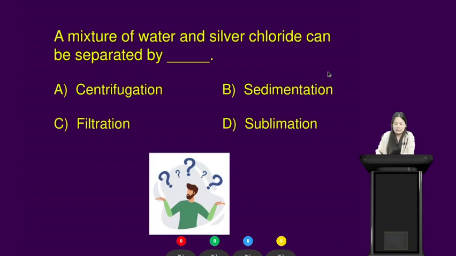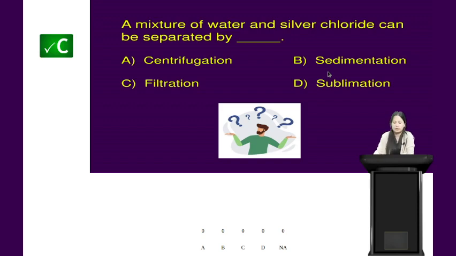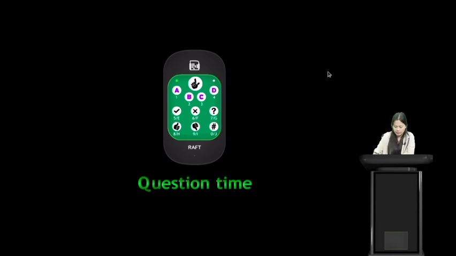All right students, very good. The correct answer is option C, that is filtration. So a mixture of water and silver chloride can be separated by filtration. Very good students, let us proceed.